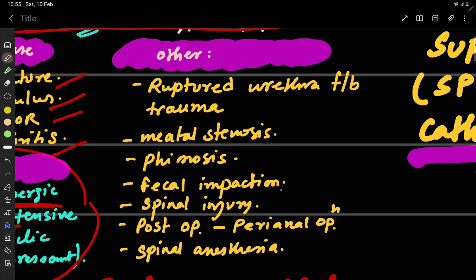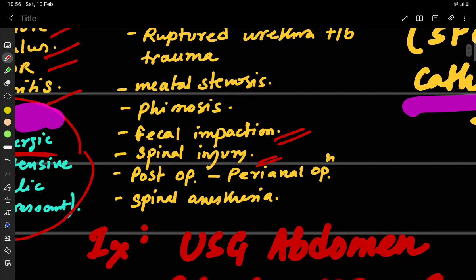Fecal impaction, any spinal injury, and any post-operative complications, most commonly after perianal operations, any operation around the anus, may lead to bladder outlet obstruction, or it may be due to spinal anesthesia.